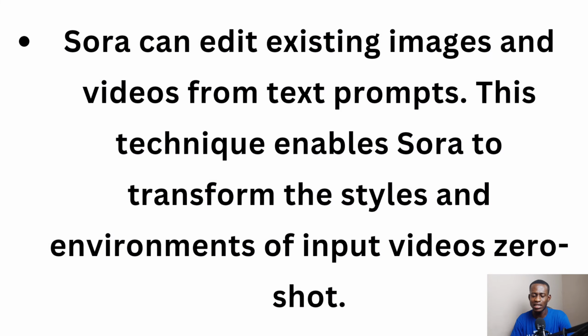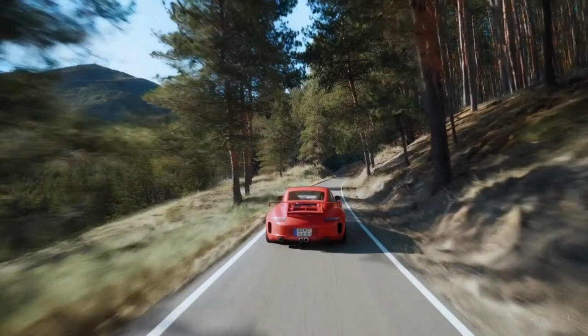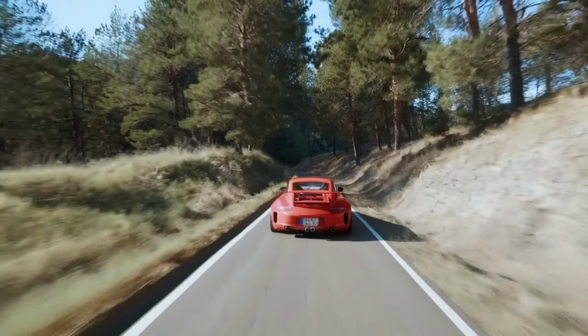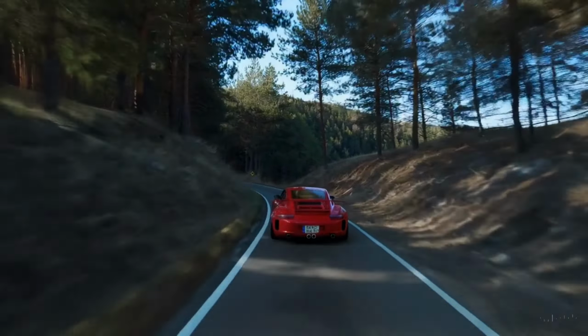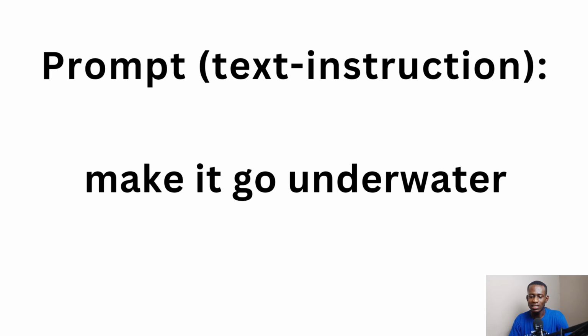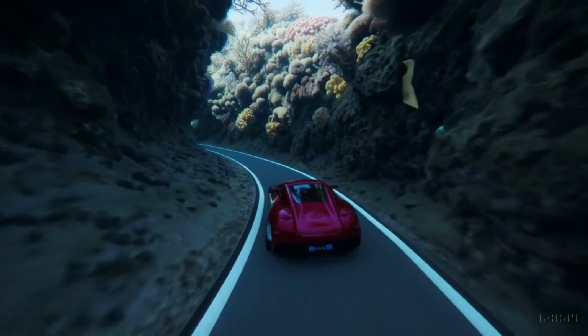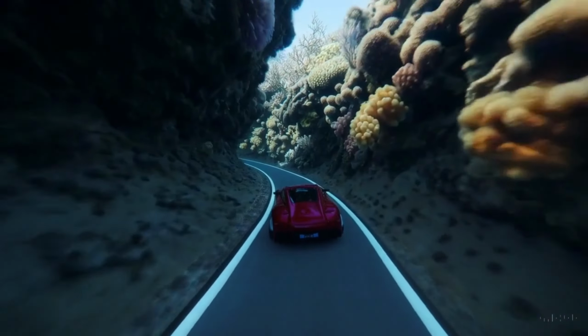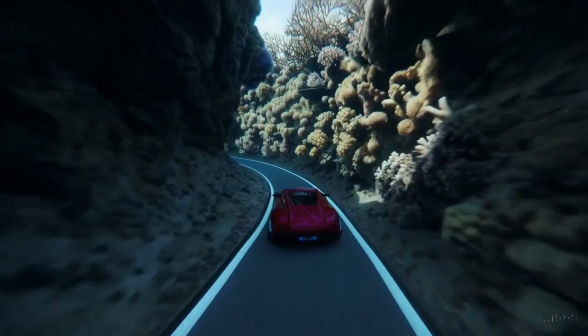Sora can edit existing images and video from text prompts. These techniques enable Sora to transform the styles and environment of input videos very quickly. This is an input video, for example, of a car riding in a wilderness or a forest. And then there is a prompt that says, make it go underwater. You could see now it's actually going under the water. It feels like a water-like environment.